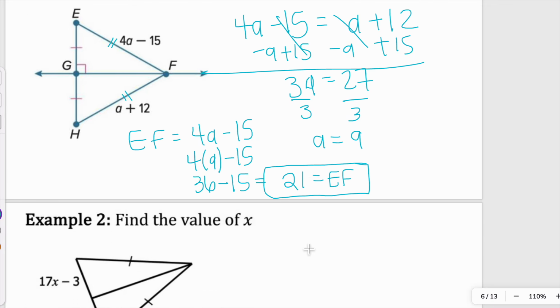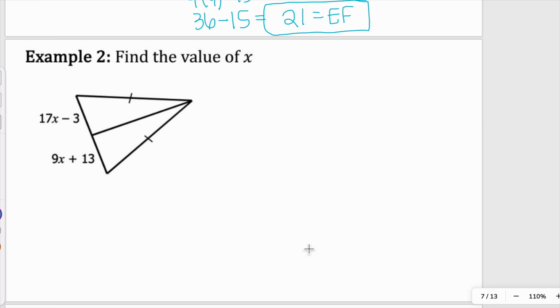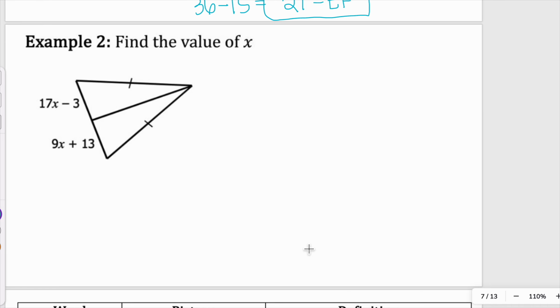Okay. If you want to try this next one, go ahead. It says find the value of x. And what we're seeing here is we can pretend that this is point A, this is point B, and this is point C. And as long as A to C is equal to B to C, that means C is lying on the perpendicular bisector, which means 17x minus 3 is equal to 9x plus 13.